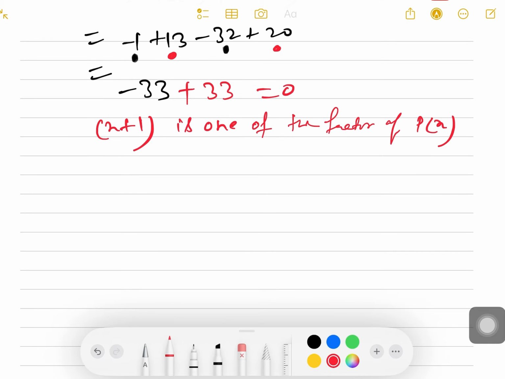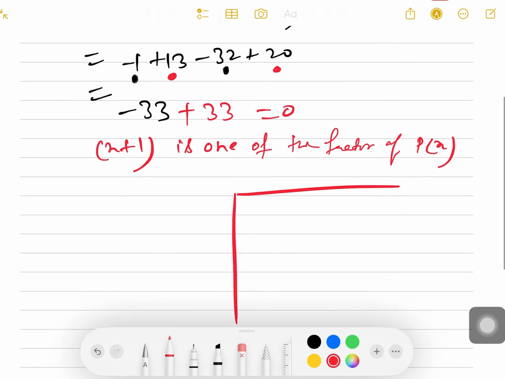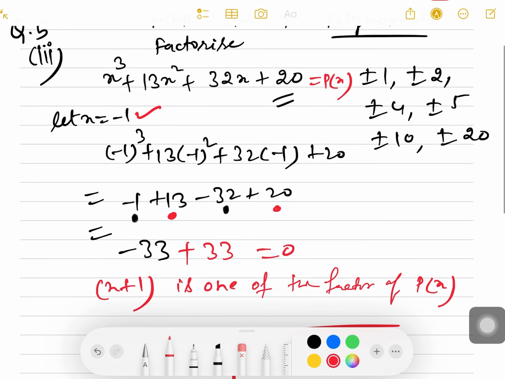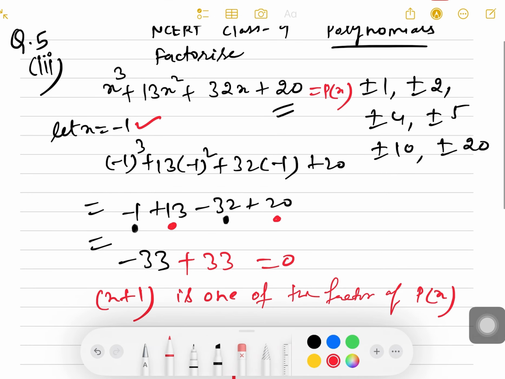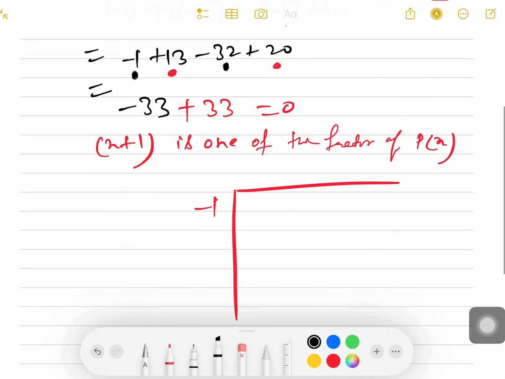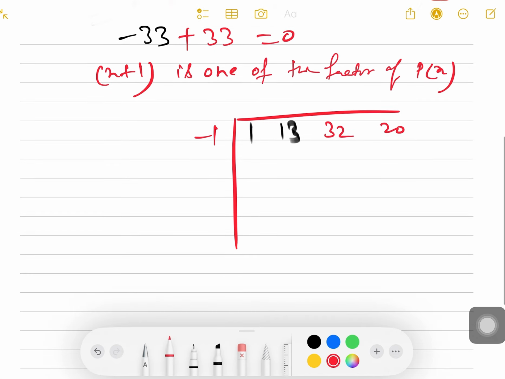Now we have to find the other factor. For that we will use synthetic division. Since we substituted minus 1 and got 0, that minus 1 I am going to write here. And the coefficients of the given polynomial, 1, positive 13, positive 32 and 20, I am going to write here: 1, 13, 32, 20. Always keep 0 here.